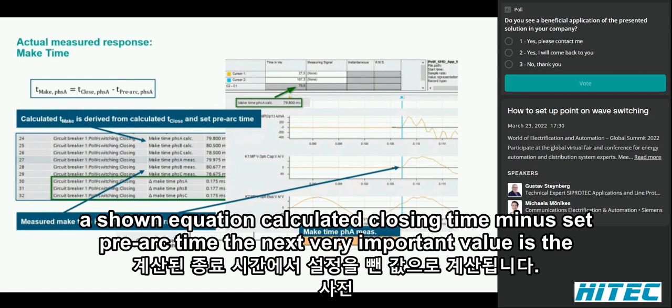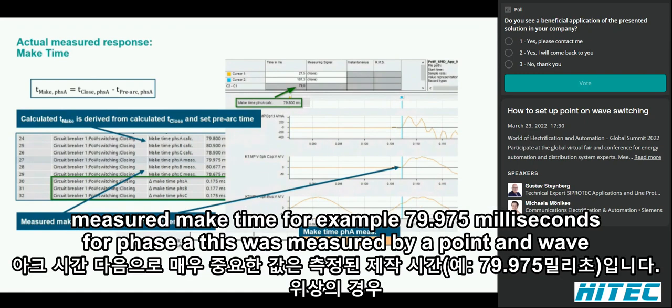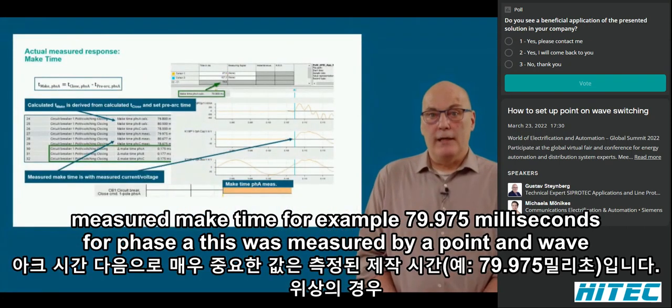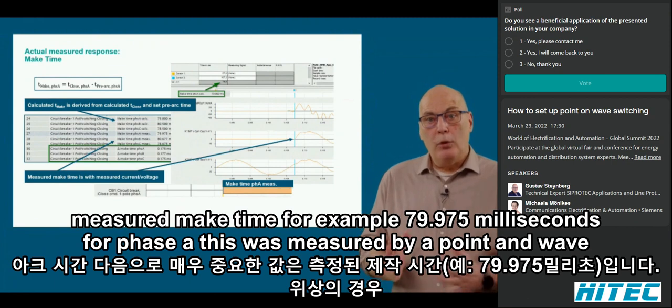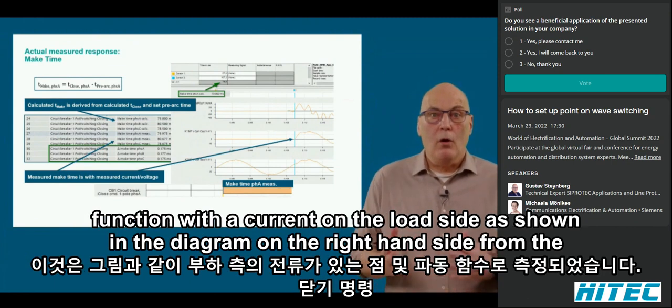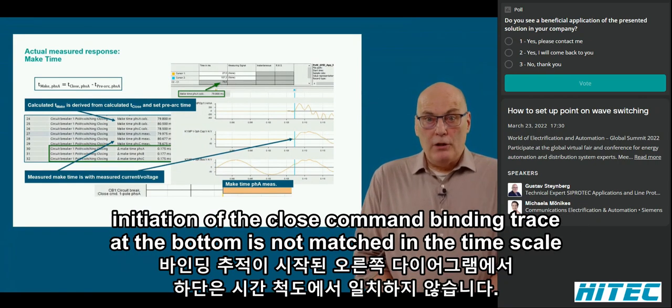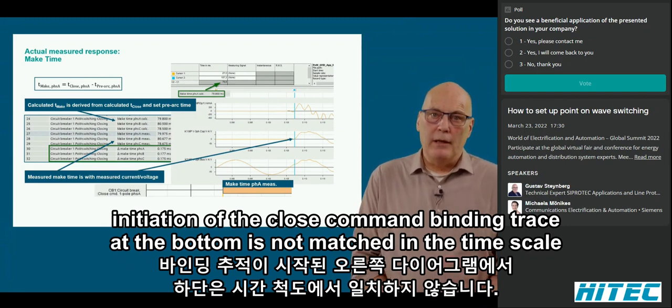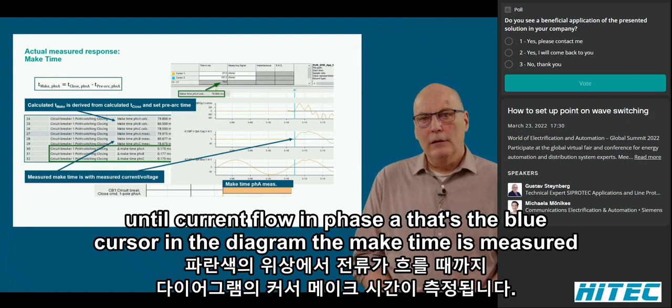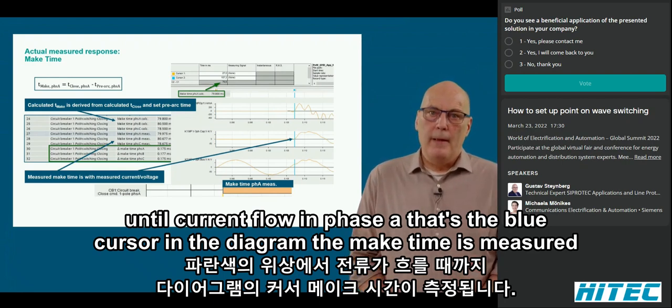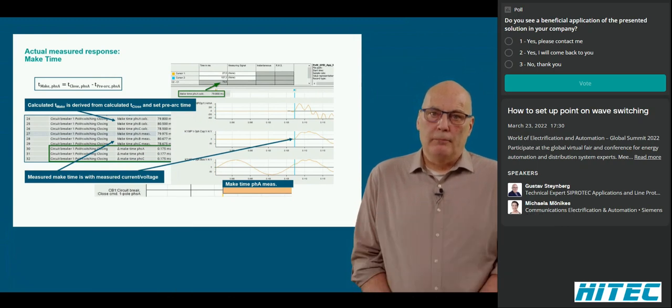The next very important value is the measured make time. For example, 79.975 milliseconds for phase A. This was measured by the point-on-wave function with a current on the load side as shown in the diagram on the right-hand side. From the initiation of the close command, binary trace at the bottom, in the time scale until current flow in phase A, that's the blue cursor in the diagram, the make time is measured.